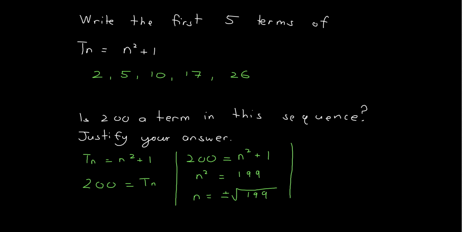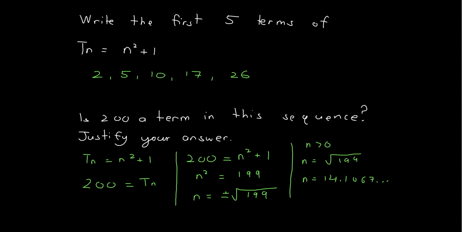But obviously we don't want the negative version, because remember our positions always have to be positive. They start from 1, 2, 3, 4. So we know that n is greater than 0. And let's actually work out what the square root of 199 is. I'm just going to put it into my calculator. The square root of 199, and we know that n equals 14.1067 and so on.